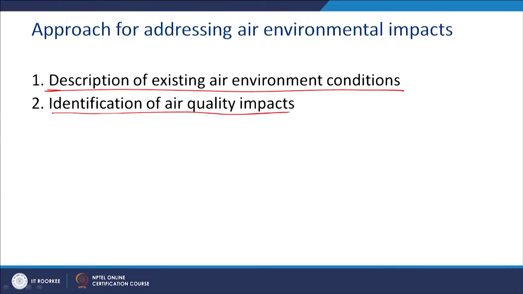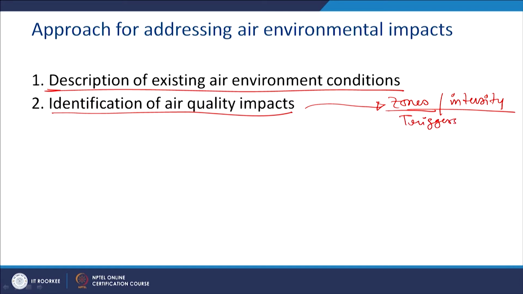So, the first job of our city government in addressing air pollution is a baseline study describing its present condition, the present condition of the air pollutants and the air quality in various locations. So, that is the first job we do. Second is the identification of air quality impacts. Now, what are the possible impacts in various zones and their intensity, and what are the triggers and causes.